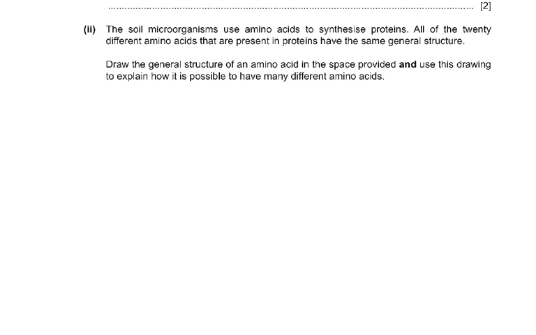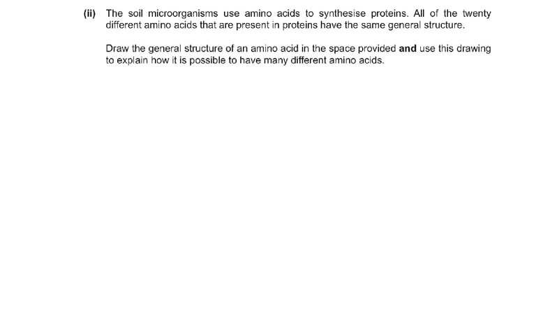Then coming to part 2 of the question, which says the soil microorganisms use amino acids to synthesize proteins. All the 20 different amino acids that are present in proteins have the same general structure. Draw the general structure of an amino acid in the space provided and use this drawing to explain how it is possible to have many different amino acids.